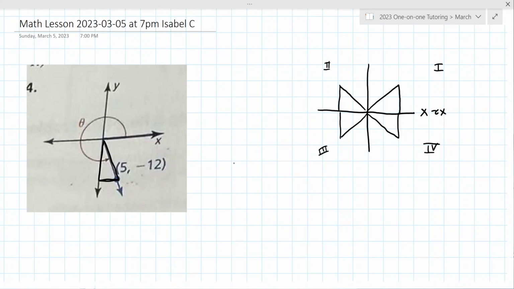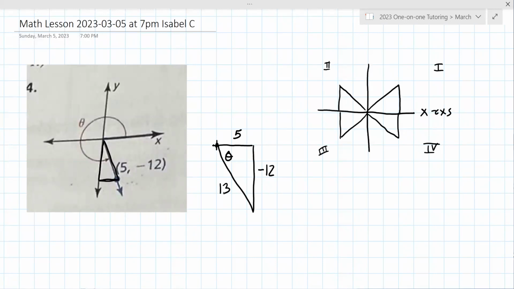So what I would have you do is make a little crosshairs here and just draw a rough drawing here. 5, minus 12. So 5 is the x, minus 12 is the y. How do you find the hypotenuse? The Pythagorean theorem. Yes, this is 13. The hypotenuse is always positive.